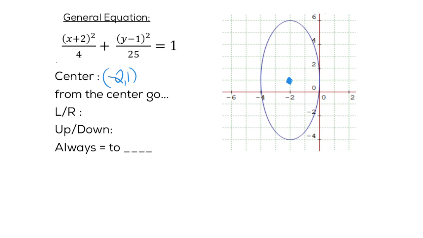From the center, I'm going to go left and right whatever the square root of that number is. And then I'm going to go up and down whatever the square root of this number. So that means left and right 2, up and down 5. If you look at our graph, yep, left and right 2, up and down 5. And then we draw the ellipse from those 4 points. And again, the equation is always going to be equal to 1.